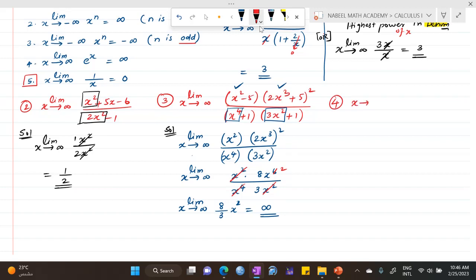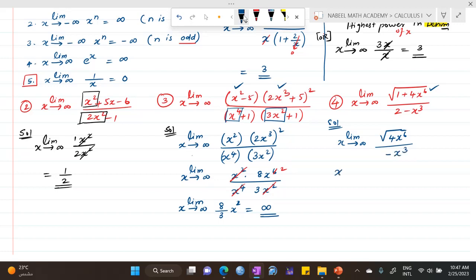Limit x approaches to plus infinity and square root of 1 plus 4x power 6 over 2 minus x power 3. Now what is the rule? Take the highest power in the numerator and denominator. So if you take the numerator, square root of 4x power 6 is the highest power of x in the numerator. Along with the power, along with the root you have to take. And then we will have a denominator minus x power 3.